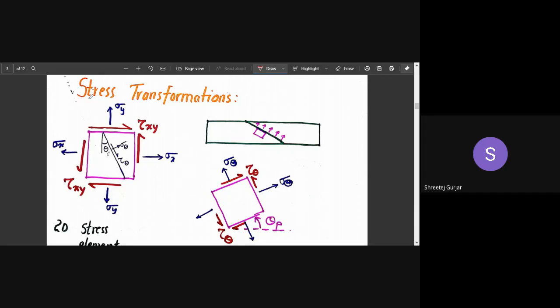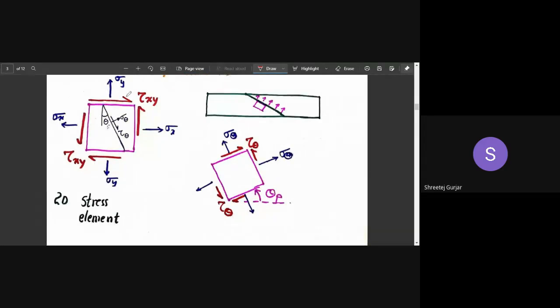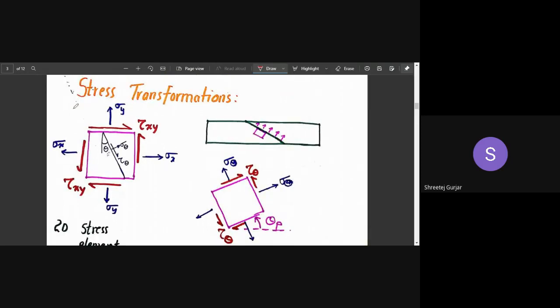Okay, stress transformations. Take an element. We have taken an element from your pre-stressed beam, which is stressed in both the axes, in the x-axis and in the y-axis. You can see these are normal stresses, which I have indicated in blue color, and in red color you can see they are shear stresses.